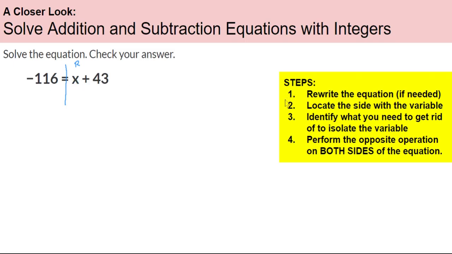Now, let's go back to step one. What I notice sometimes with students and adults, they like to have the variable on the left side. So you could, step one, rewrite it like this: x plus 43 equals negative 116 if you like to have x first, right? But you don't have to. So we're just going to stick with it on the right side here.